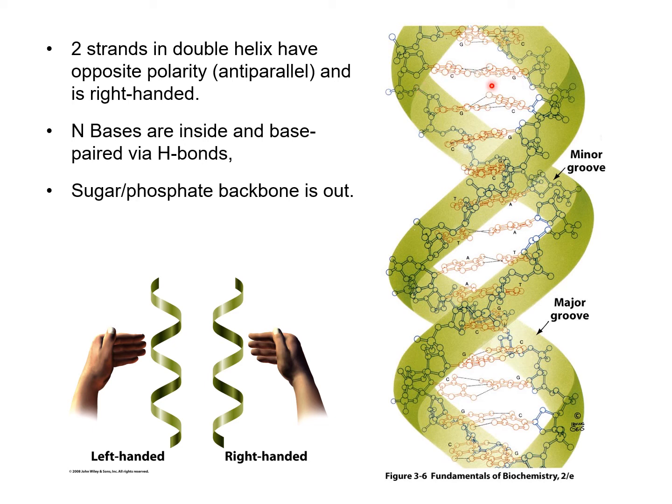And they use hydrogen bonding for those interactions. But the sugar-phosphate backbone is outside, and since it is negatively charged by the phosphate groups, it will interact with water and will dissolve in it.